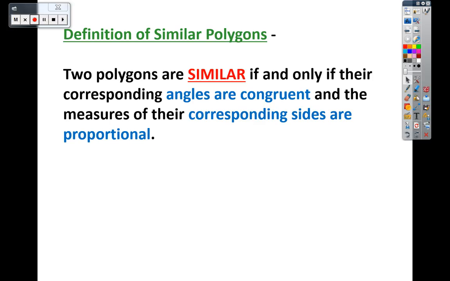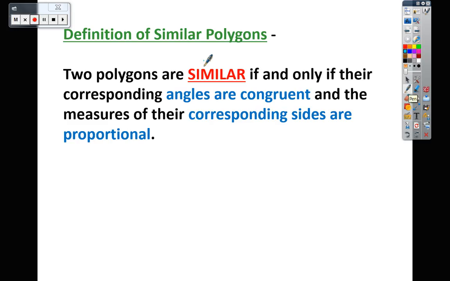Definition of similar polygons. Two polygons are similar, and here's the symbol for similar, if and only if their corresponding angles are congruent, this is the symbol for congruent, and the measures of their corresponding sides are proportional.